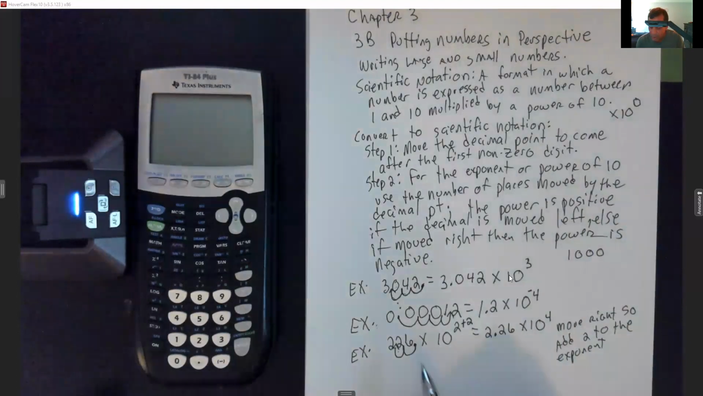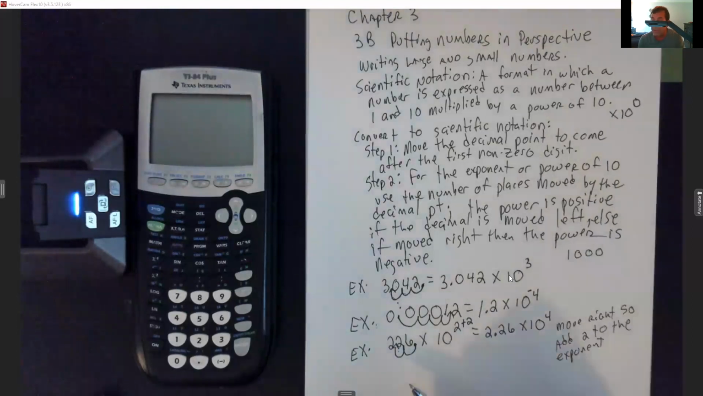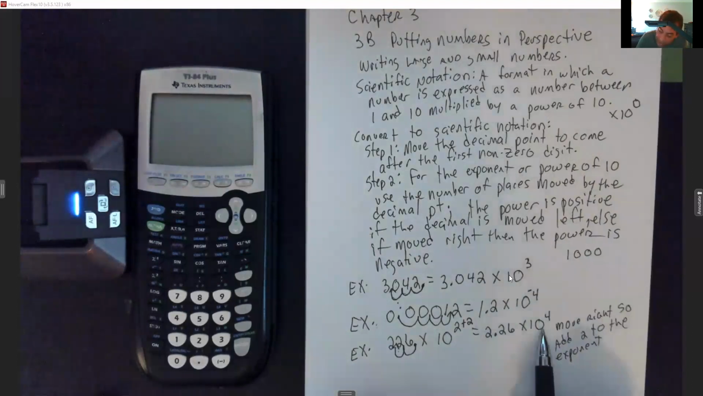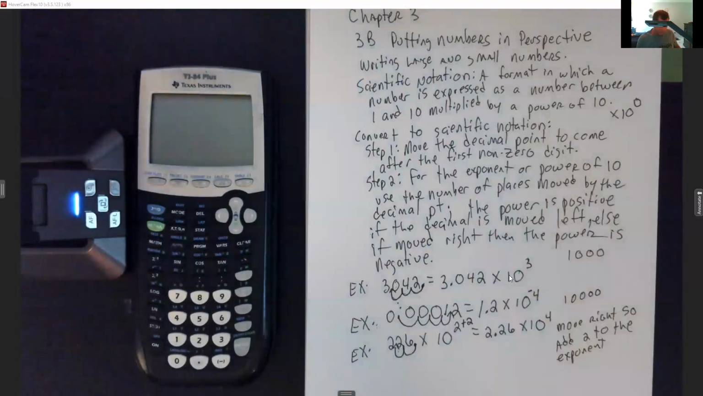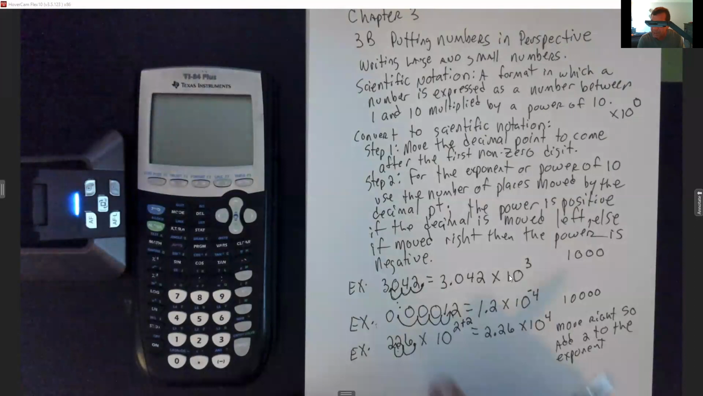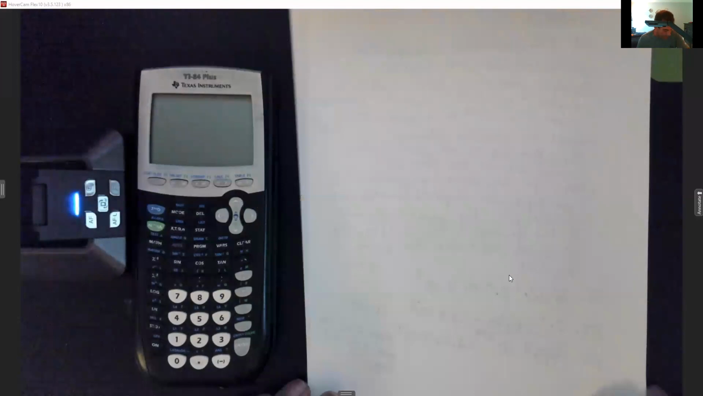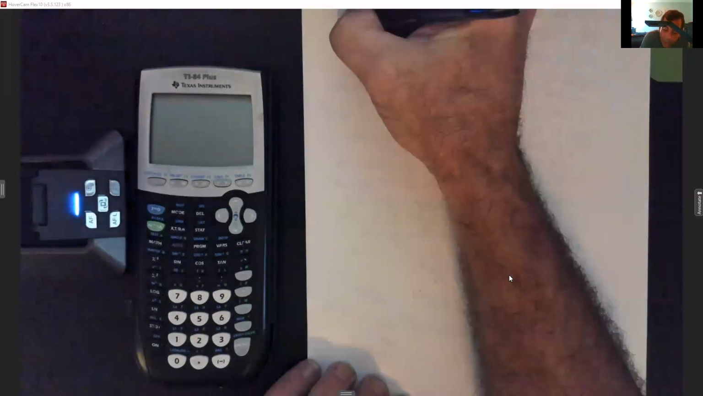That makes sense because 226 times 10 to the second, which is 100, would give me 22,600, which is what this is telling me. Because remember, 10 to the fourth is a one with four zeros, right? All right, so that was converting to scientific notation. Next, we're going to learn how to convert from scientific notation.